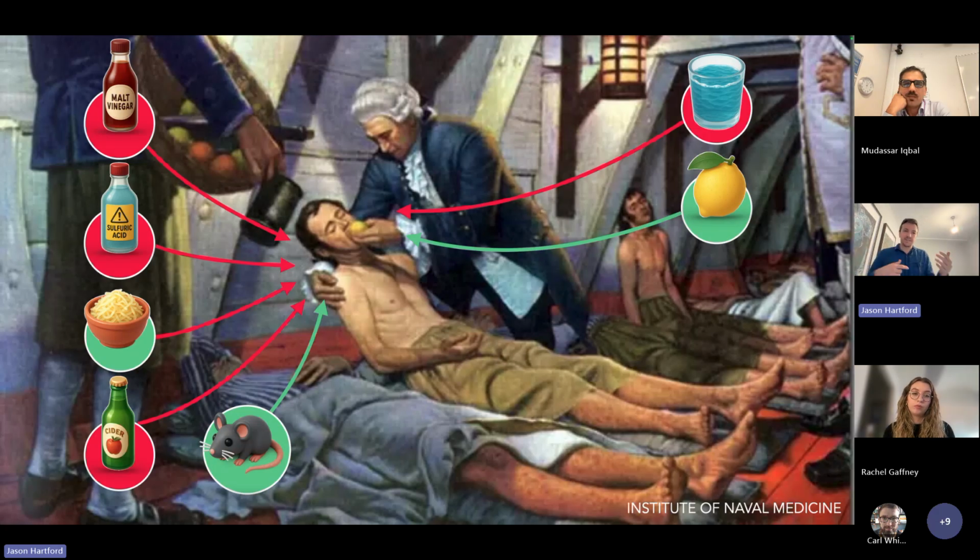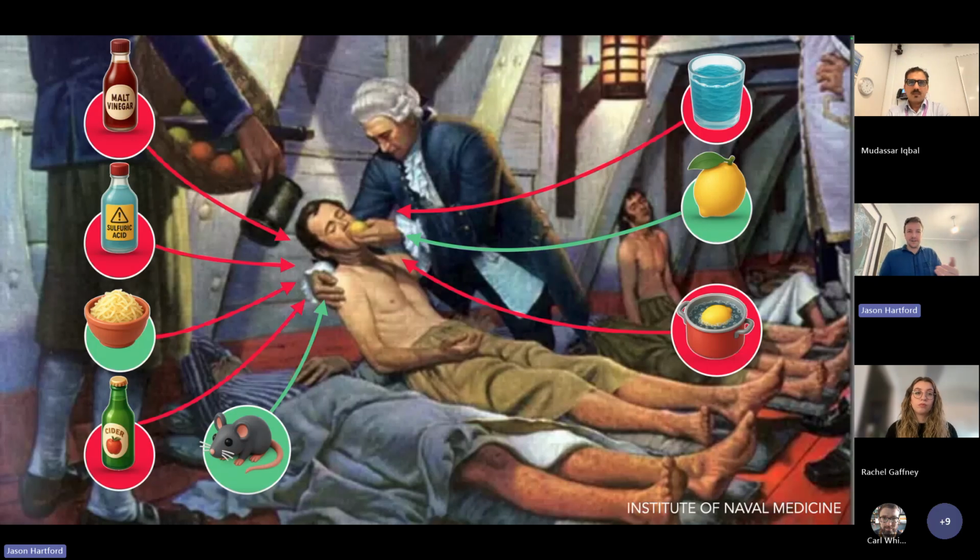In fact, Lind himself didn't even take citrus too seriously, in part because the effects were kind of unclear. So over the next couple of years, he would say, look, citrus seems to help. So they boil up citrus and send it on long voyages, not realizing that by boiling the lemons, you actually kill the vitamin C that's in the lemon. So you're killing the mechanism of action by boiling the lemons.